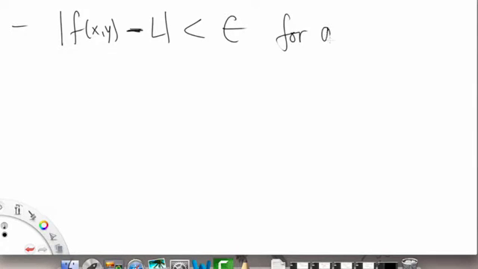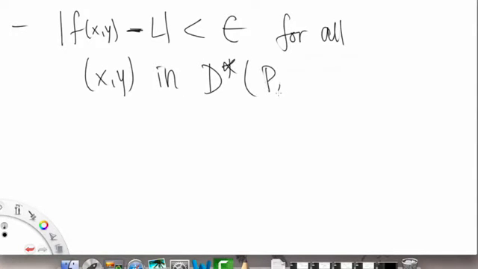Again, I'll explain this in a less formal way, more conceptually. I'll write the formal definition part here. f of xy minus L, so the difference between our function and the limit, is less than epsilon for all x comma y in the disk centered at P with radius this thing.